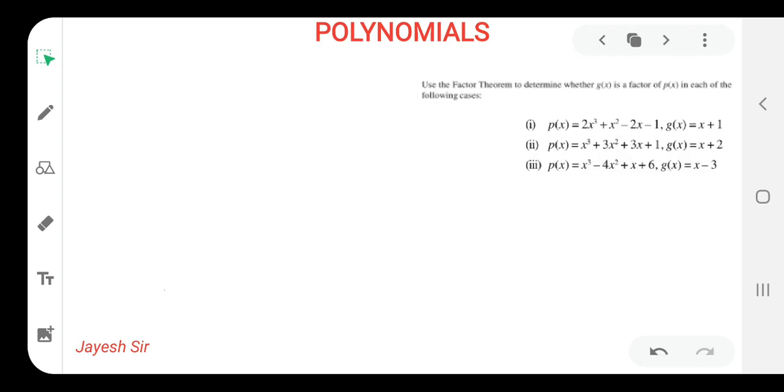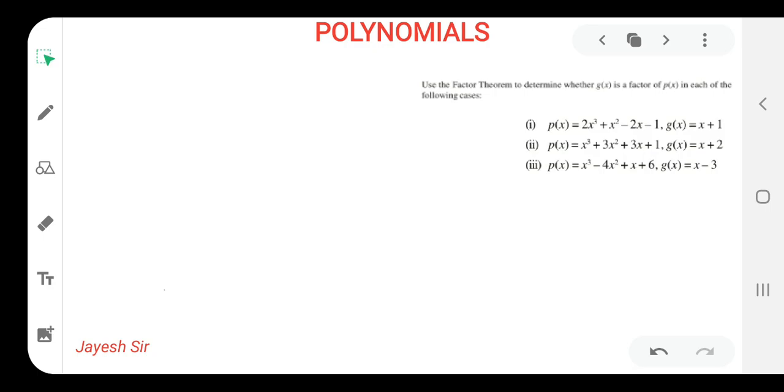So first we'll read the question. I wish you all would read the question first, so that afterwards I can erase it. Use the factor theorem to determine whether g of x is a factor of p of x in each of the following cases.